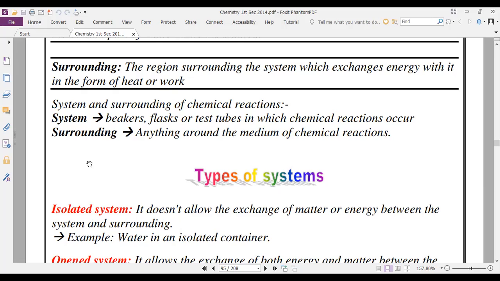Okay, Mariam? What about the examples of systems and surrounding? As beakers, flasks, or test tubes in which the chemical reactions occur. This is the system. The surroundings are anything around the medium of the chemical reactions. Okay. So what about the types of system?